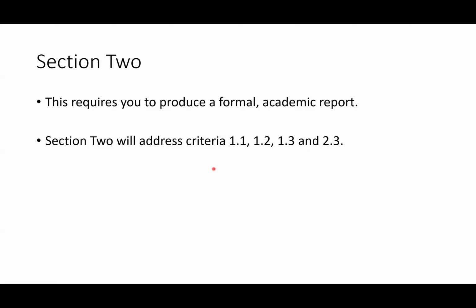Okay. Section 2, I'll elaborate more on section 1 and section 2. This is just an overview. Section 2 requires you to produce a formal academic report. And section 2 touches upon 1.1, 1.2, 1.3, and 2.2 of the learning outcomes. Okay, so the first is a timeline. The second is an academic report. Is that clear to everyone? Can we move forward?